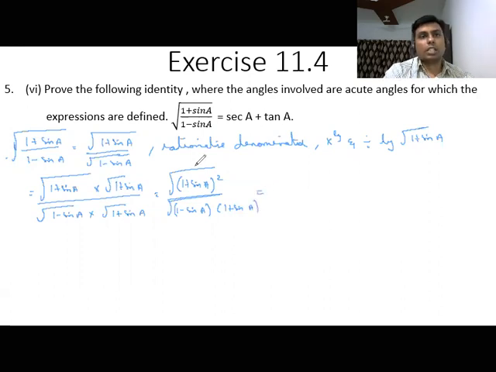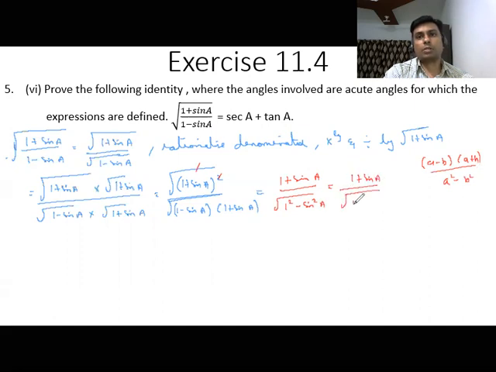Now here you will notice this root and this square will get cancelled. So I have in the numerator only 1 plus sin A, divided by the denominator, which is A minus B into A plus B. What is A minus B into A plus B? A minus B into A plus B is A square minus B square. So this is root of 1 square minus sin square A. That is 1 plus sin A divided by root of 1 minus sin square A.